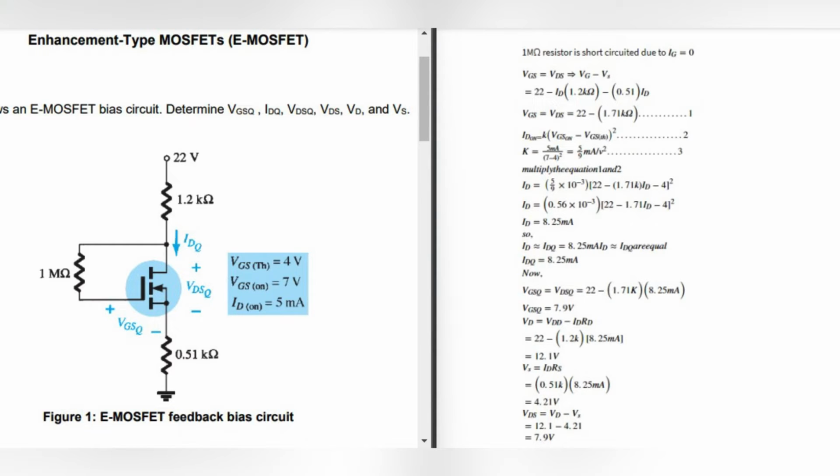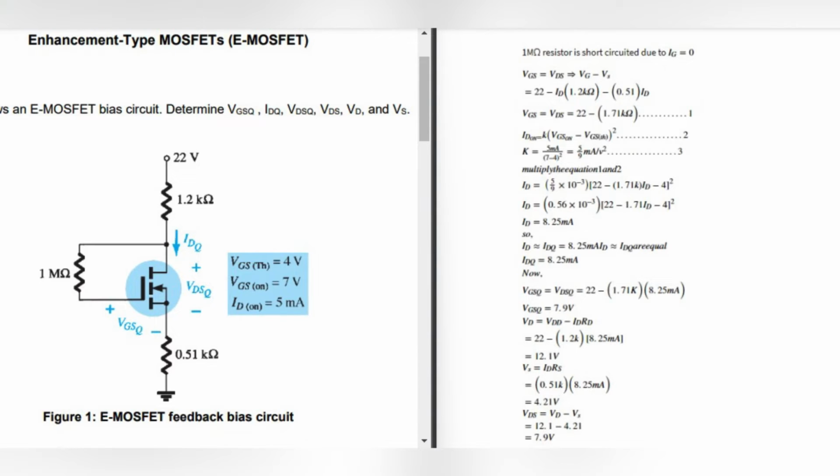For the second equation, ID(on) equals K times the bracket squared of VGS(on) minus VGS(Th). That is for the second equation, and for the third equation, K equals 5 milliampere over the bracket squared of 7 minus 4, which is 5 over 9 milliampere over volt squared. That's for equation 3.